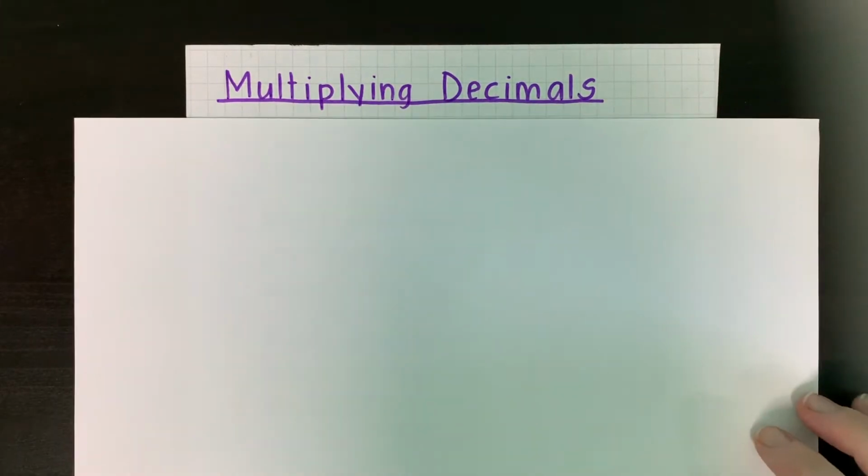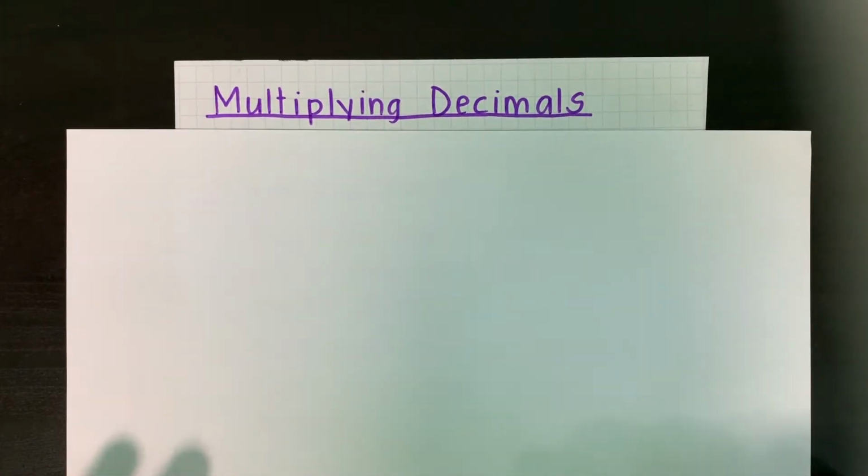All right, guys, so today I'm going to teach you how to multiply decimals, and that's actually really easy. As long as you know how to multiply two numbers together, then multiplying decimals is just as easy, and I'm going to show you why. All right, so there's 3 steps to multiplying decimals.